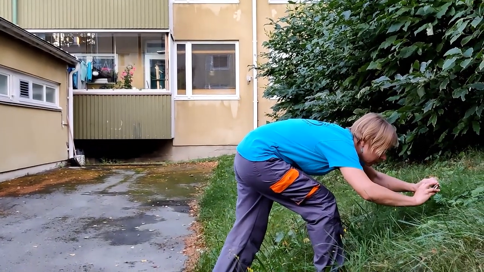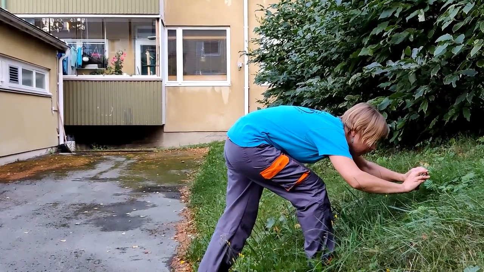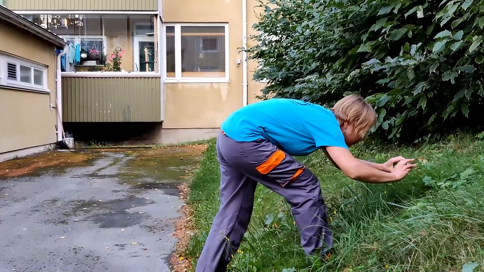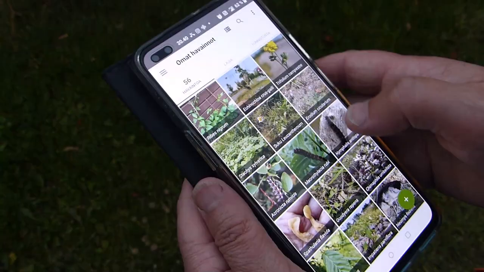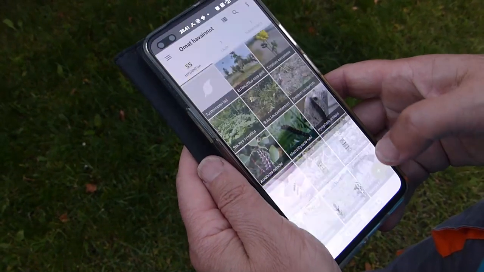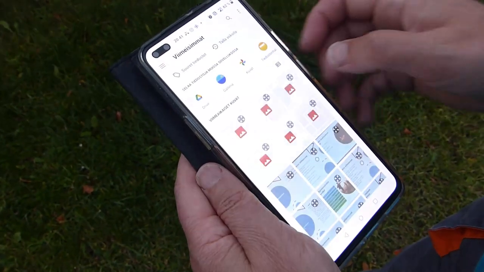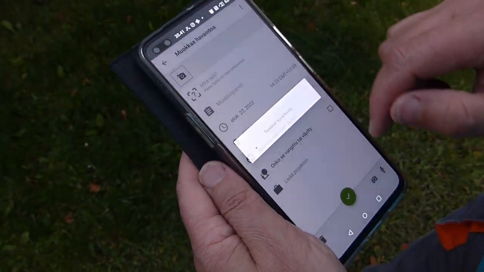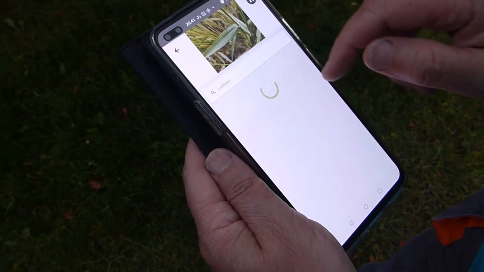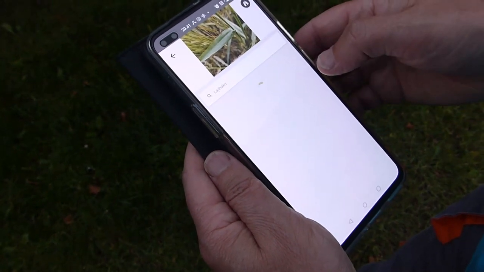I record my species observations with the iNaturalist app. iNaturalist is a global network of citizen scientists and biologists who build biodiversity information together for the use of science. For someone who wants to learn to identify different species, it's a great identification tool that is in your pocket wherever you go.